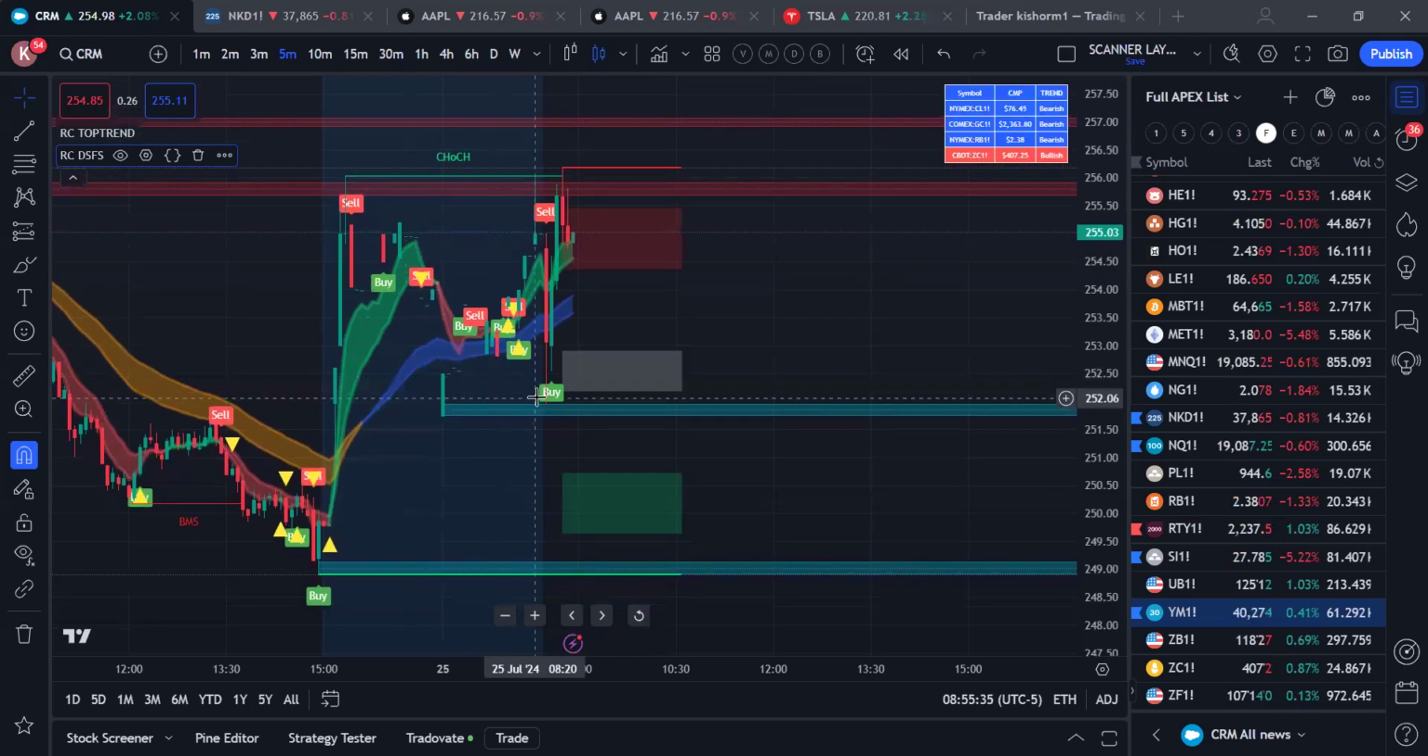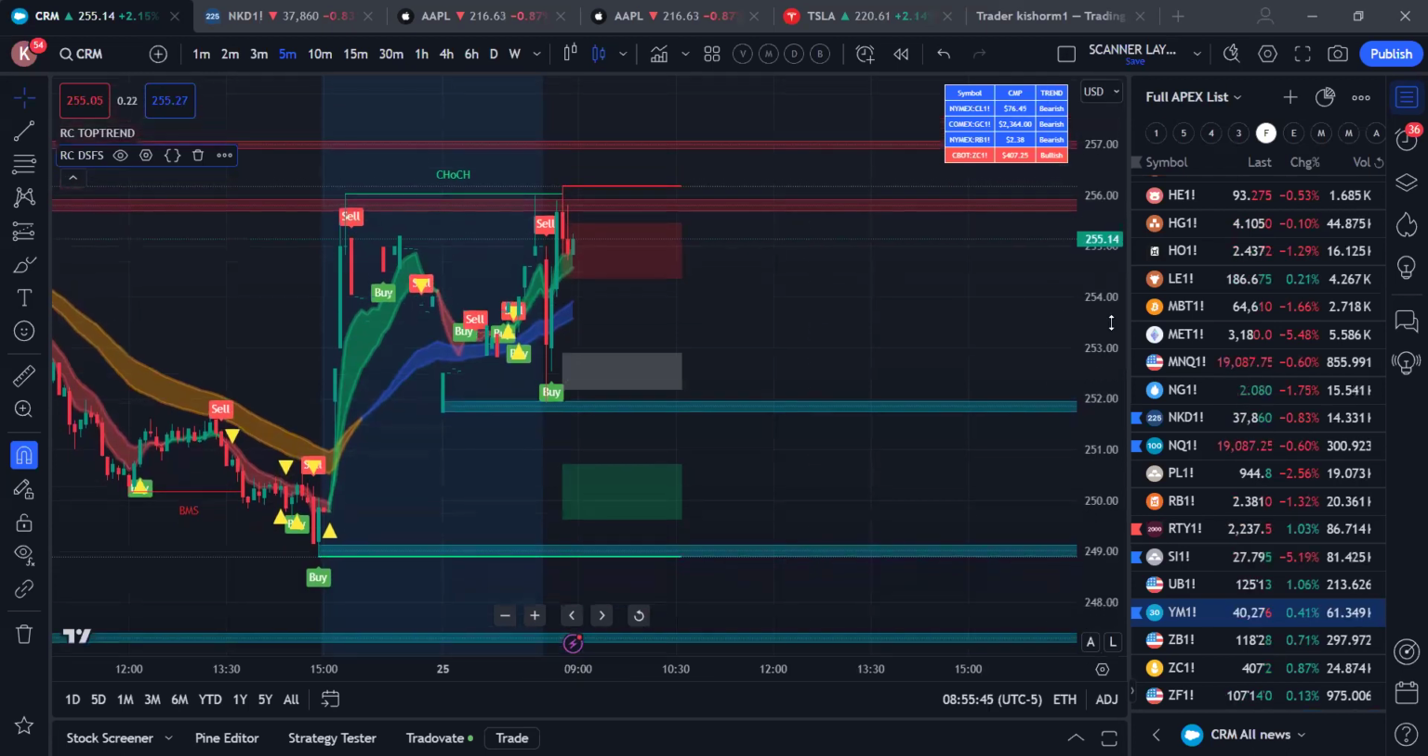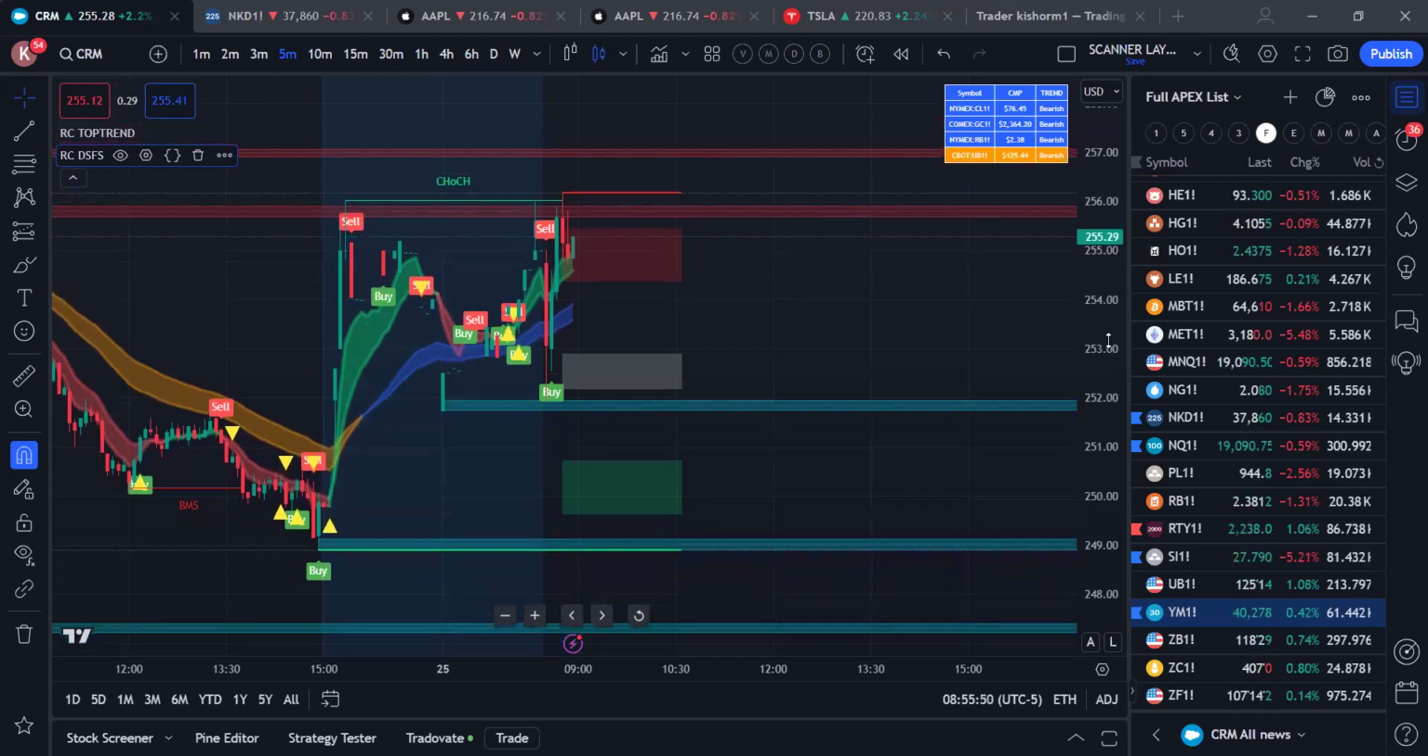So we can see that it went all the way from 252 to 256. It touched the resistance there. If we get a sell signal now, then we can buy the put, or we can sell the calls.